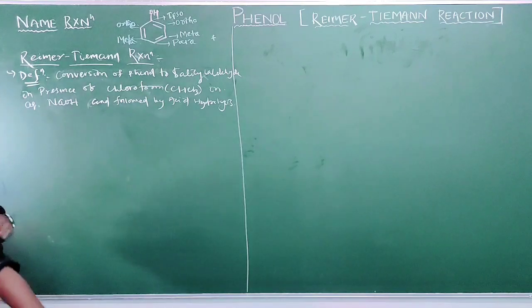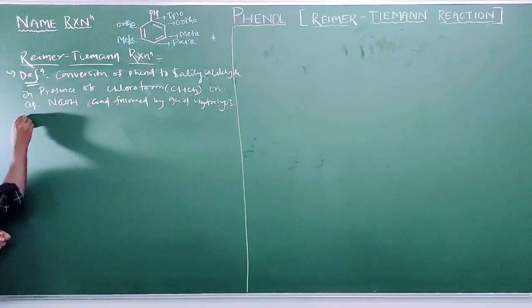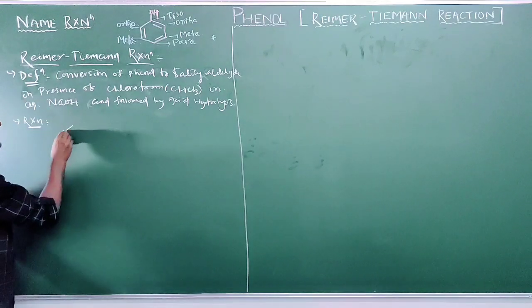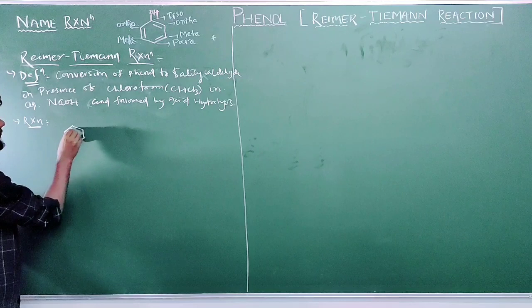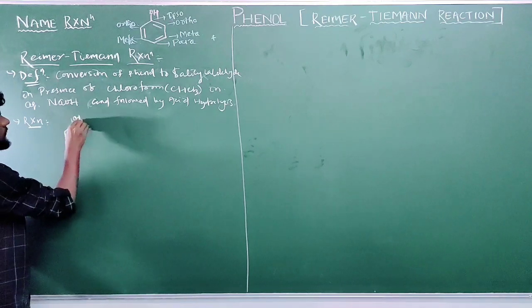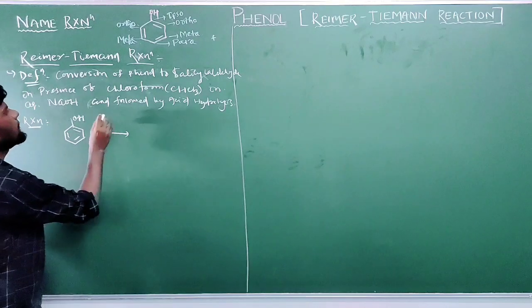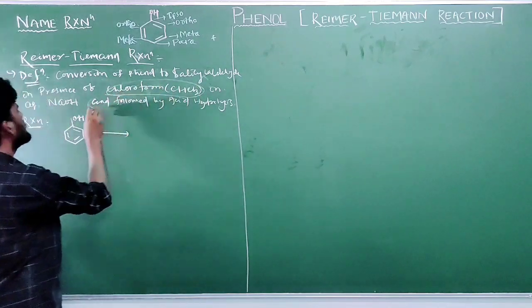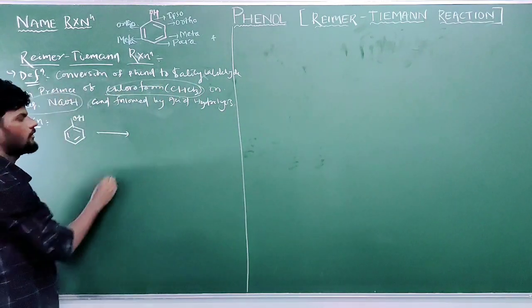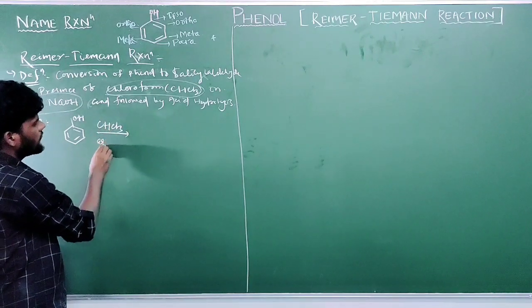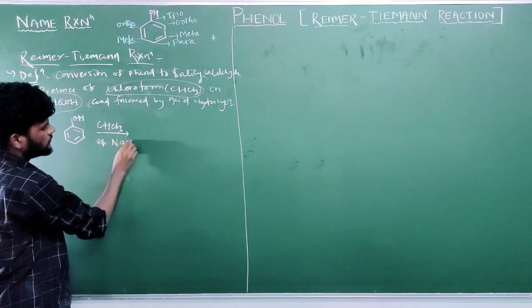This is the definition. Then what is the reaction? Write reaction here, RXN for reaction. Starting material we have phenol. This is the structure of phenol. Reagents, what are the reagents? Chloroform in aqueous sodium hydroxide, right? Chloroform, CHCl3, and aqueous sodium hydroxide.